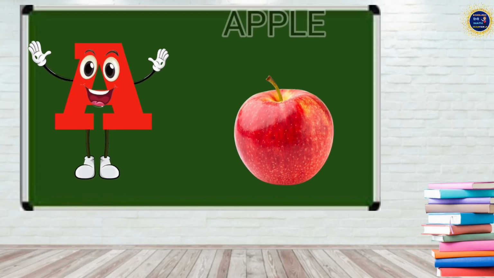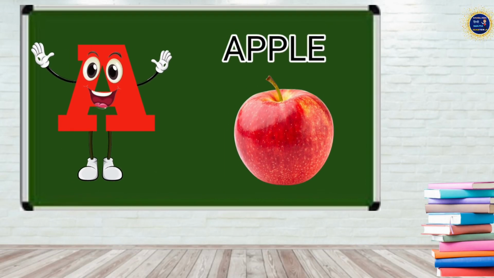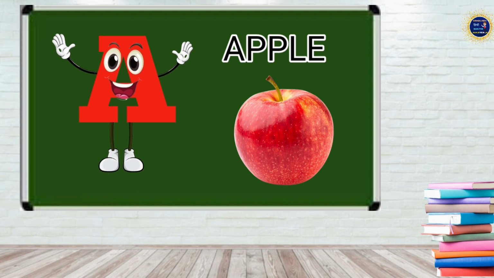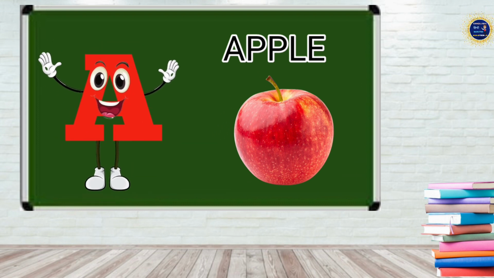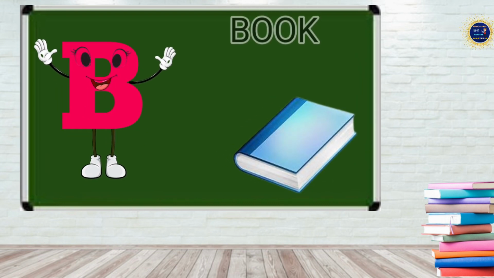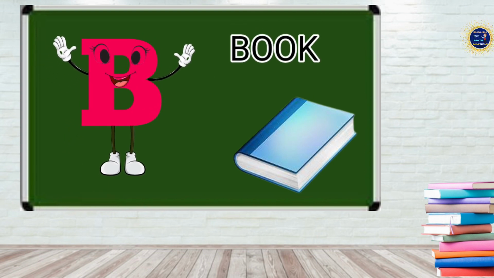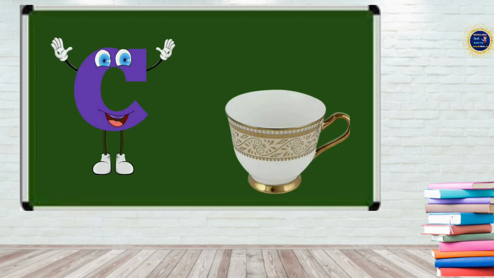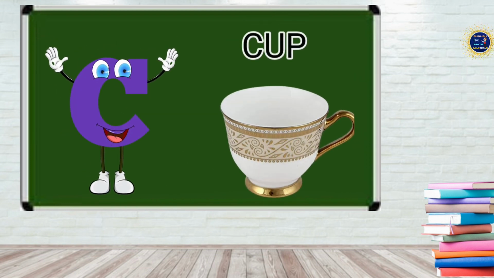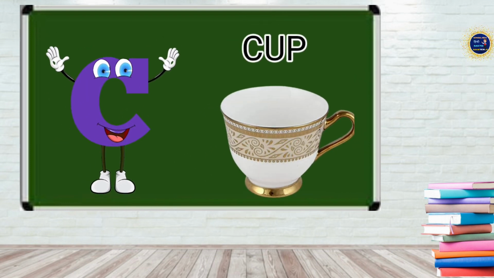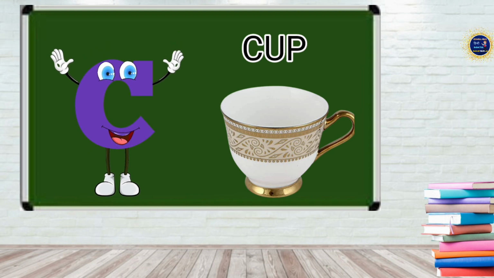A, A for apple. A, double P, L, E, apple. B, B for book. B, double O, K, book. C, C for cup. C, U, P, cup.